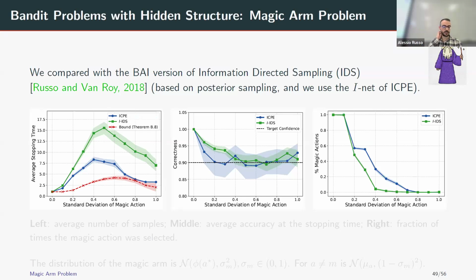Remember that the standard deviation of all the other arms is 1 minus the standard deviation of the magic action. So as the standard deviation of the magic action increases, the standard deviation of all the other arms decreases, and the exploration agent will start to sample the other arms after a certain threshold. And you can see it here, the percentage of times the magic action was sampled versus the standard deviation of the magic action. As this standard deviation increases, at some point it will stop completely sampling the magic action. But overall, it seems to achieve very good sample complexity in general, and also the right level of correctness.